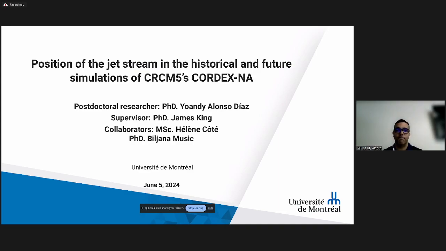This is preliminary work. The next step would be to do the same methodology, but with many more members. In this case, we only analyzed four members of GCMs and four members of the RCMs. We are working with many more members, and also with different heights. We are analyzing 300 millibars and also 200 millibars to see if this shift is due to the movement of the jet stream in the vertical, or just a weakening in the intensity of the jet stream or not.